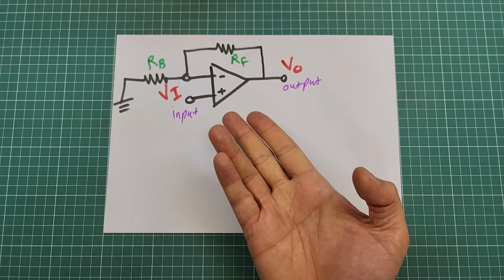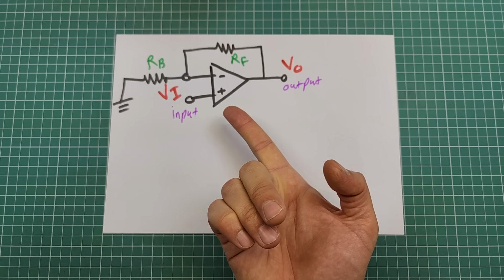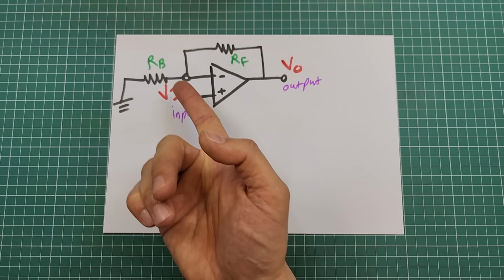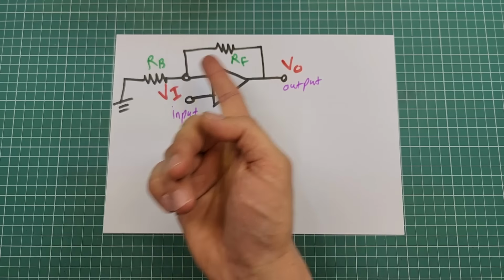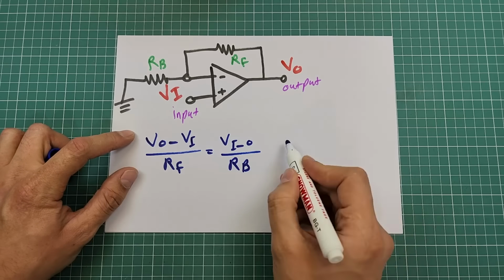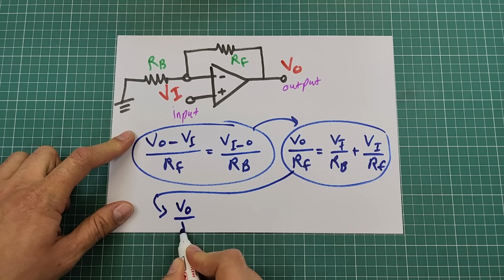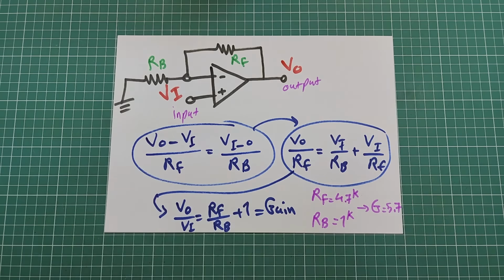Look at this example. The op-amp is configured to amplify tiny positive voltages at this input terminal. The gain of the amplification is set by using these resistors. By setting the desired values for these resistors, the gain will be set to the desired value. By setting RB equal to 1 kilo ohm and RF equal to 4.7 kilo ohms, the gain will be equal to 5.7. There is a full video about op-amps where I have described the applications and modes of operation of op-amps. There is a link to that video in the description.